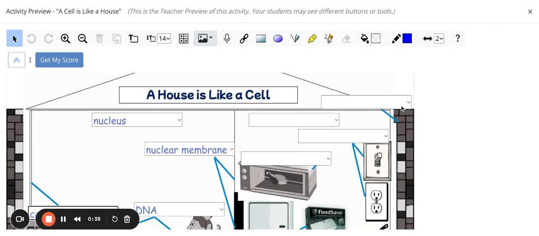The bricks of the house are located outside of the walls of some houses. Not all houses have them, and it provides an extra bit of structure and strength. And what that is like is the cell wall that you find in plants and fungi and bacteria that provide that extra support and structure.